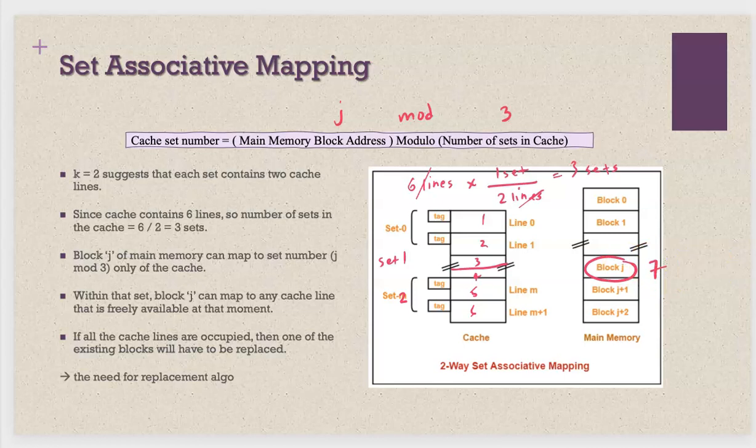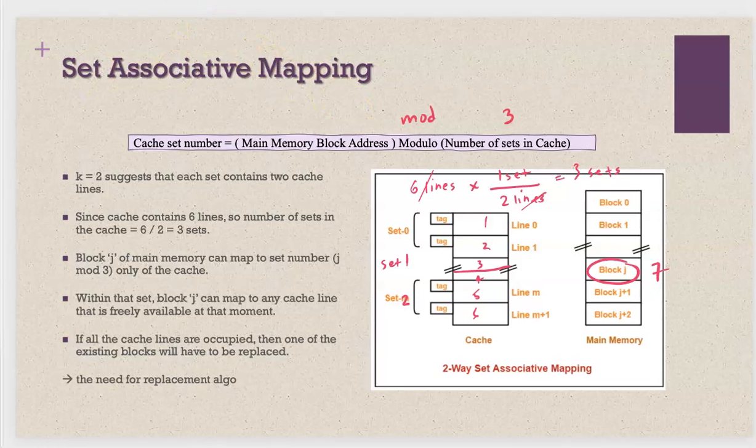Okay. So block 7 mod 3, the remainder would be, I can divide this 2 times. So 3 times 2 is 6. 7 minus 6, the remainder is going to be 1. So the cache set that this would be placed in is set number 1. I don't think we should label it as set 0. Maybe set 1, 2 and 3.